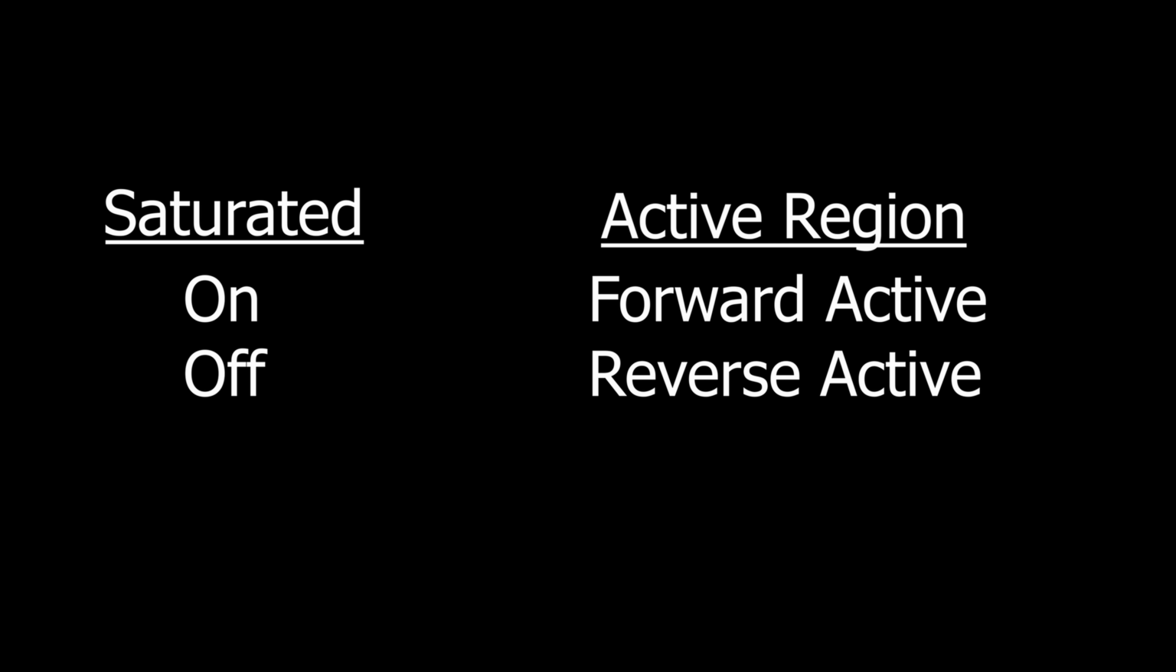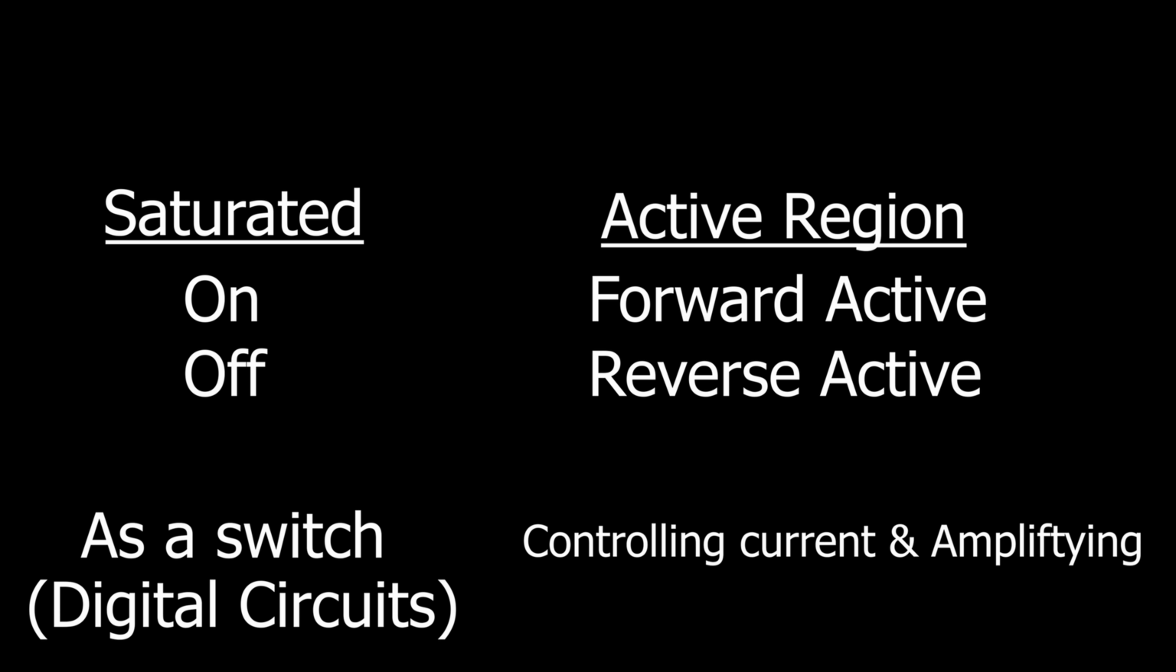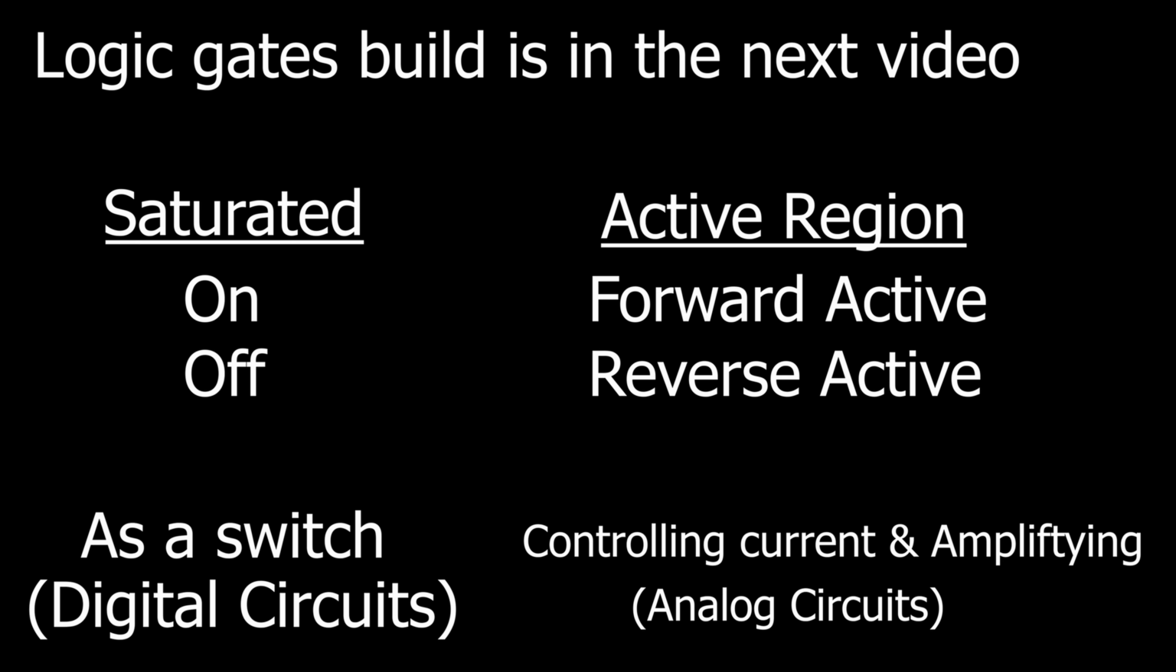The saturated mode works like a switch, so it's used in digital circuits, and in the active region the transistor is controlling the current, so it's mostly used in analog circuits for amplifying purposes. Since we are building logic gates, we have to work with the saturated mode because it's going to be either on or off, which will represent the ones and zeros.